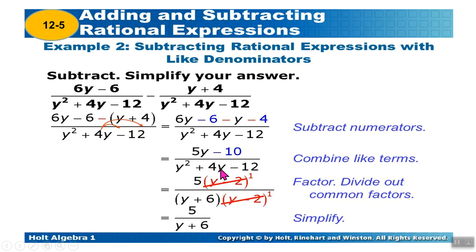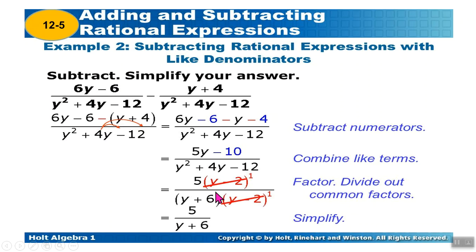In the denominator, we will open two parentheses also. Y squared: y in the first parenthesis, y in the second parenthesis. Now negative 12: give me two numbers that, if we multiply them, we get negative 12, and if we add them, we get 4. The two numbers are positive 6 and negative 2. If you multiply positive 6 and negative 2, you get negative 12, and if you add them, you get positive 4.